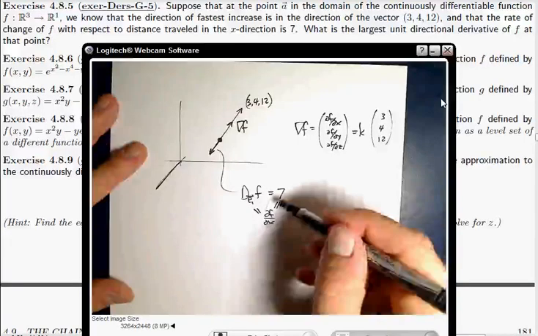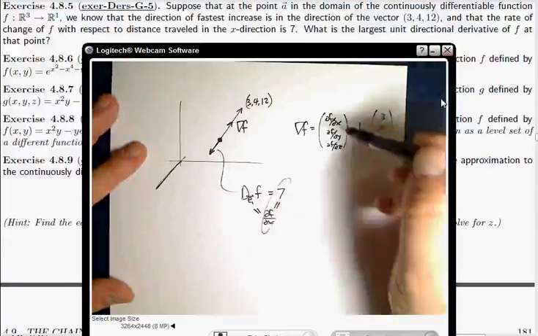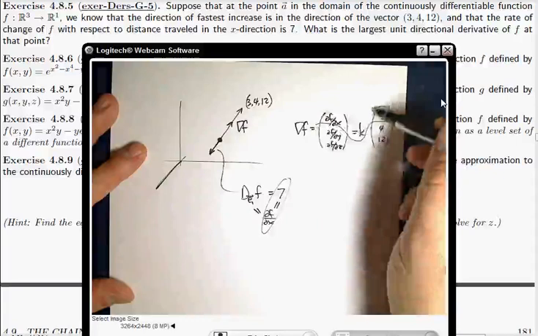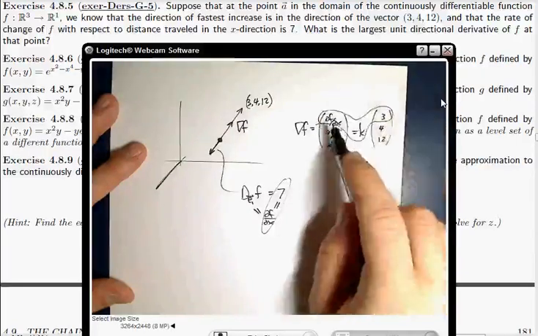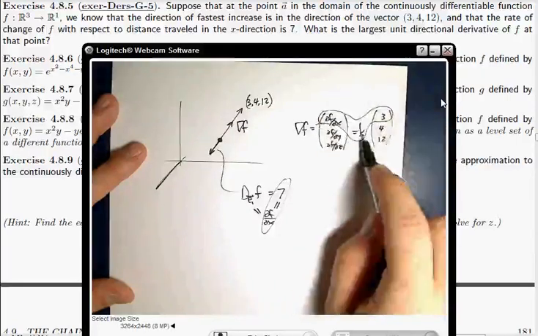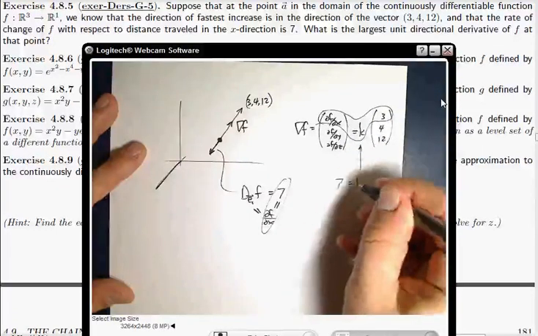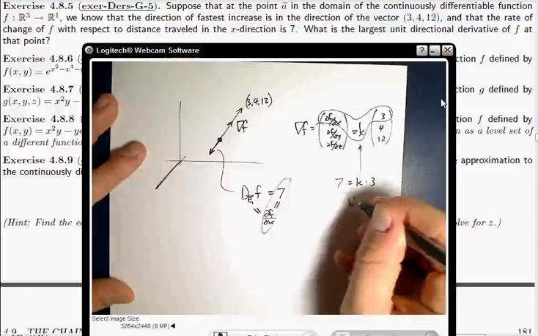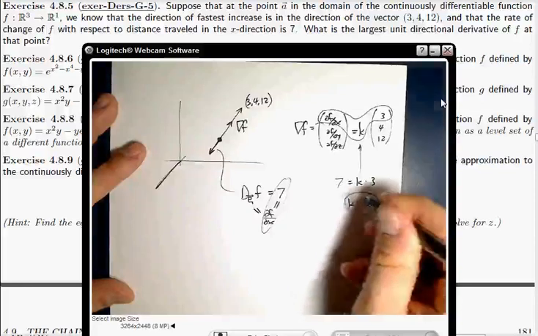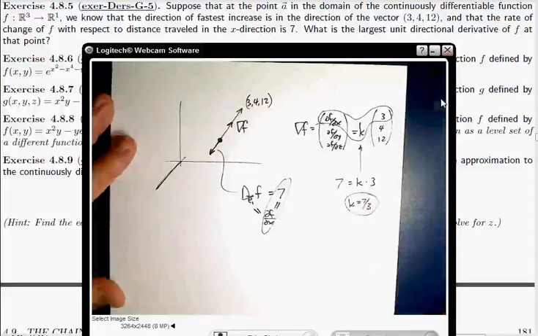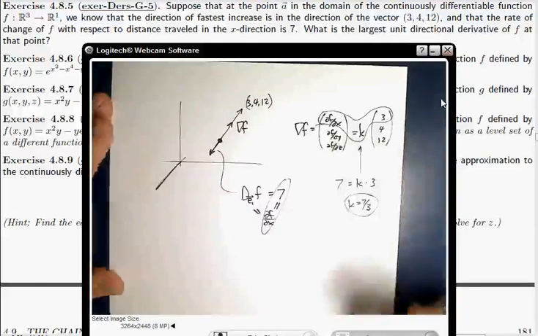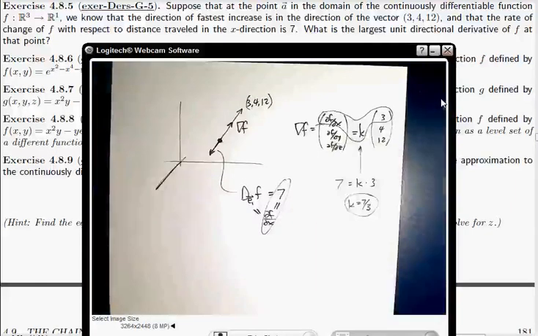Right? Because I know the partial of f with respect to x is 7. Since that's 7, that tells me what k is. 7 is equal to k times 3. That means k is equal to 7/3. And if I know what k is, then I know all these partial derivatives. Does that make sense? Is everybody happy with that? How are we doing?